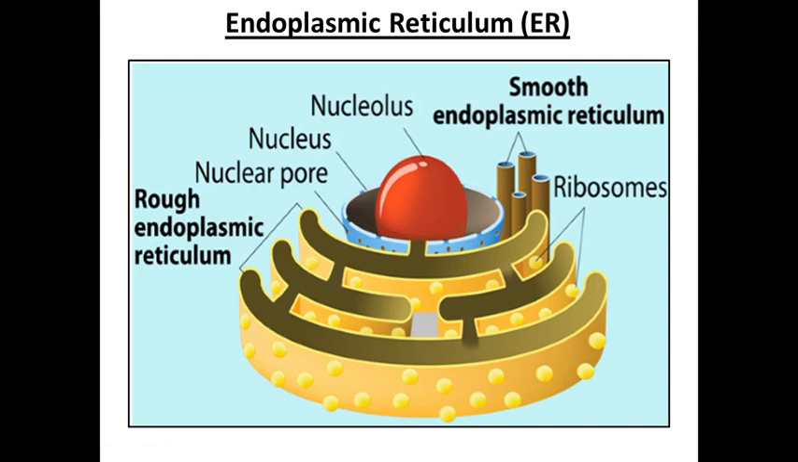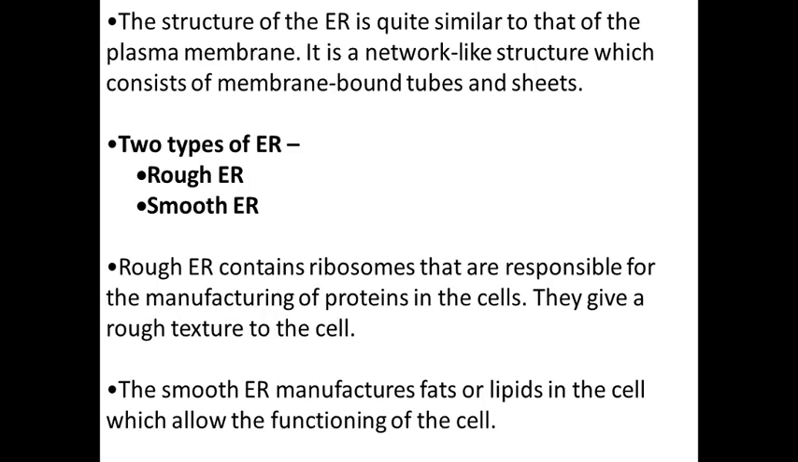Again, in the endoplasmic reticulum there are two types. See, the structure of the endoplasmic reticulum is quite similar to that of the plasma membrane, meaning it has a network-like structure. There are two types of endoplasmic reticulum, rough endoplasmic reticulum and smooth ER. ER means endoplasmic reticulum. So rough endoplasmic reticulum, what are they actually doing?